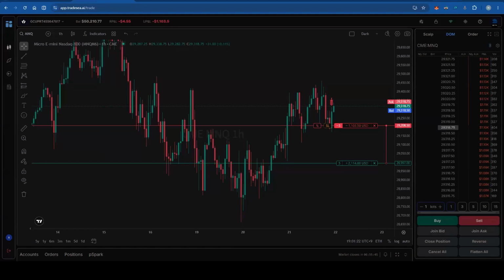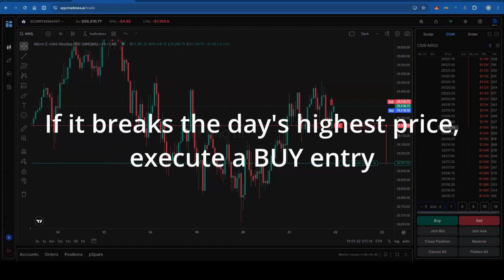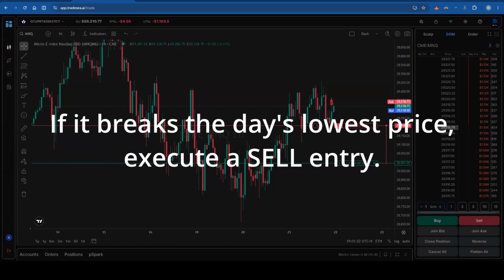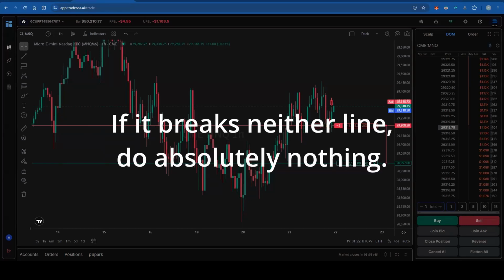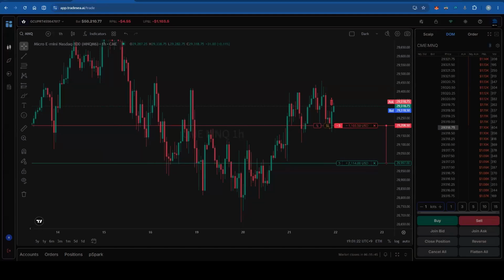With this high-low breakout strategy, however, that worry vanishes completely. The rules of this method are stripped down to an astonishing degree of simplicity. If it breaks the day's highest price, execute a buy entry. If it breaks the day's lowest price, execute a sell entry. If it breaks neither line, do absolutely nothing. That is truly all there is to it.